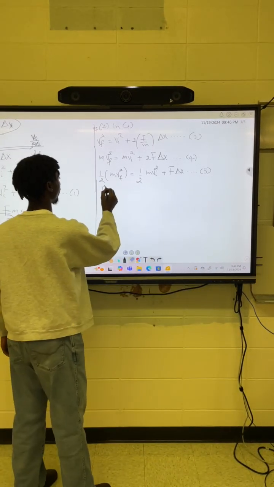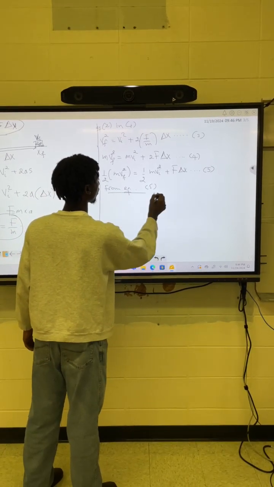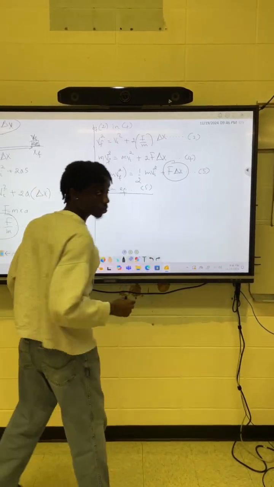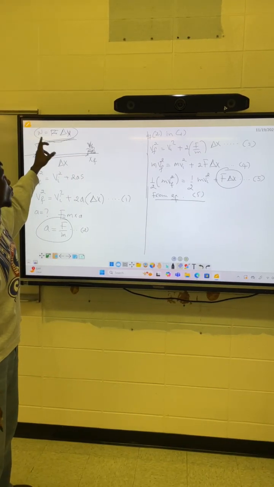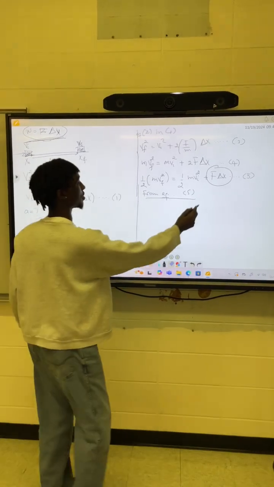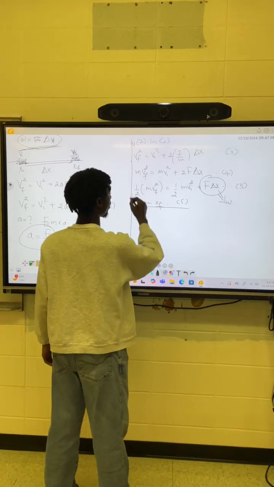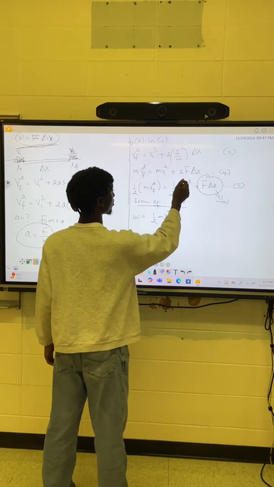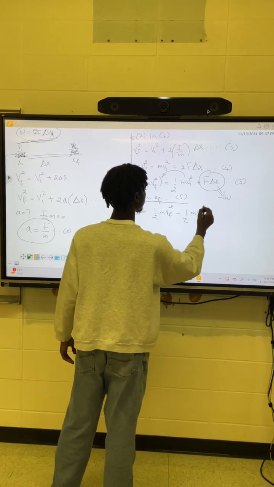So from equation 5, we can see that we already have this reference, and that's why I kept this function over here. We know that work is equal to force dot product with the change of displacement, and this turns into work. So work is equal to 1 over 2 m v final squared minus 1 over 2 m v initial squared.